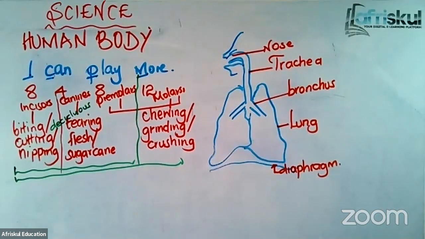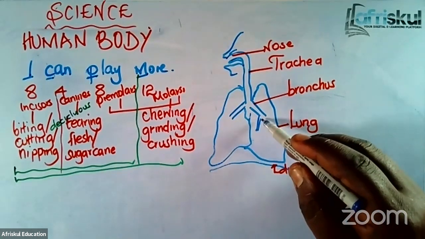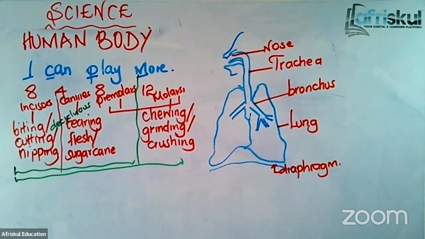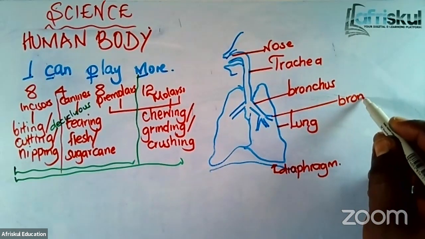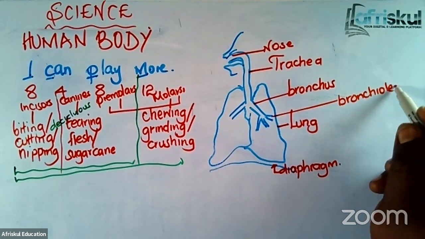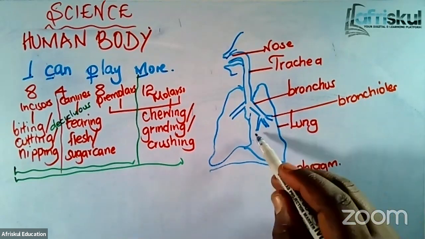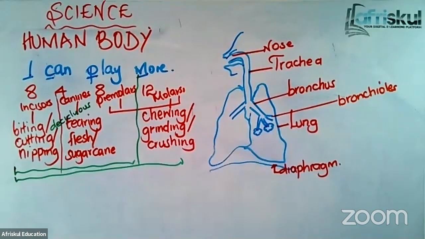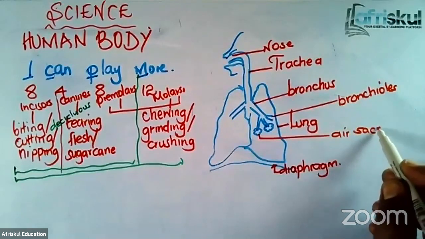The diaphragm. I also want to include something else. Those are the external parts. Inside the lungs, we have got other small tubes. These small tubes are known as the bronchioles. And the bronchioles end in small bags. These small bags, we shall call them the air sacs. The air sacs.